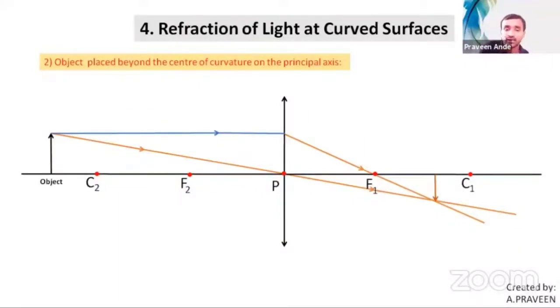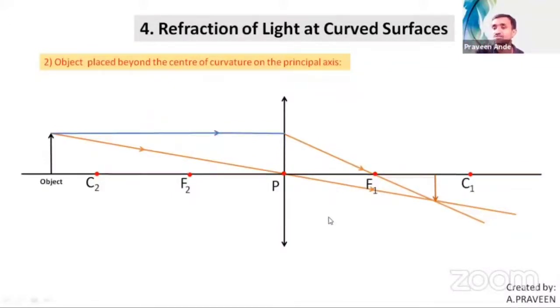Then let me know the image height. Is it greater than the object height or less than the object height? Just compare them. It is less than the object height. The image height is smaller than the object height. So we call it a smaller, diminished image. If the image is greater, it is magnified. Don't get confused. The image is smaller than the object, so it is called a diminished image.